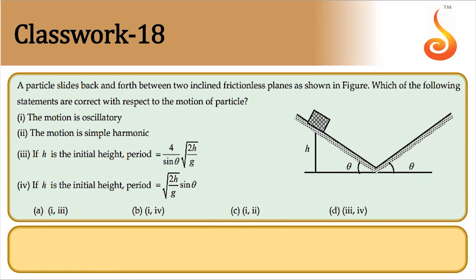A particle slides back and forth between two inclined frictionless planes as shown in the figure. Which of the following statements are correct with respect to the motion of the particle? Motion is oscillatory. Motion is simple harmonic. If h is the initial height, period is 4 by sine theta root of 2h by g. If h is the initial height, period is 2h by g under root sine theta.